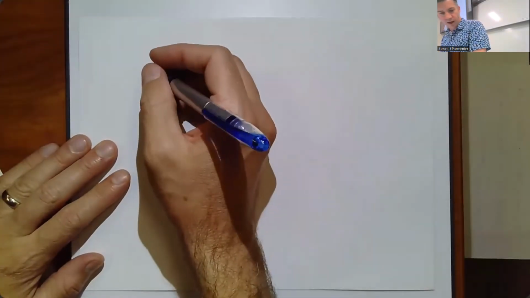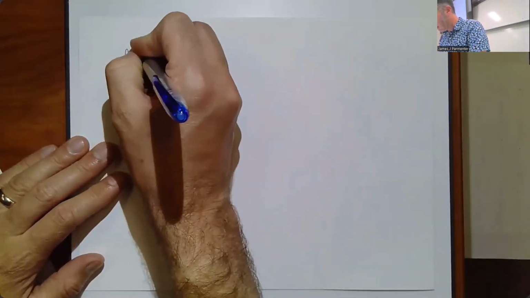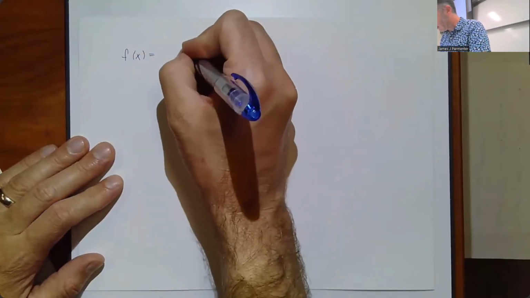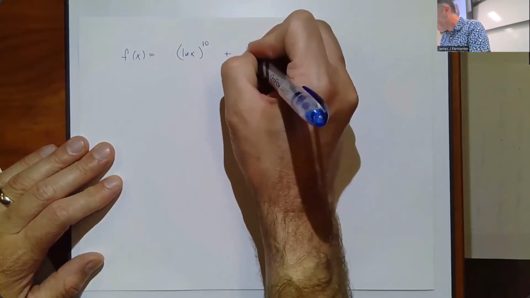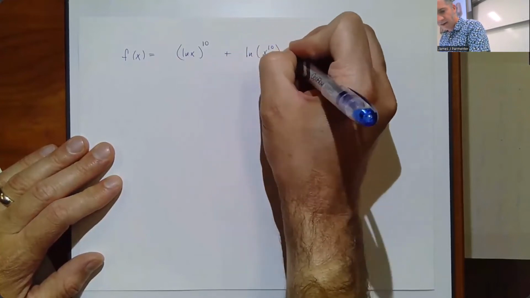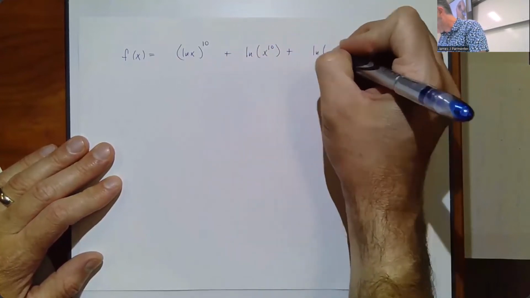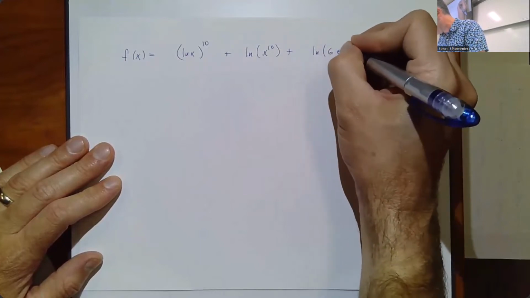So let's say we have the following. f of x is the natural log of x to the 10th power, plus the natural log of x to the 10th, plus the natural log of 6 times e to the x cubed power.